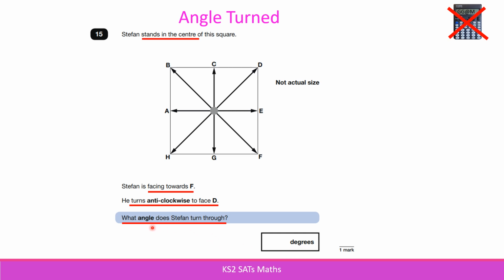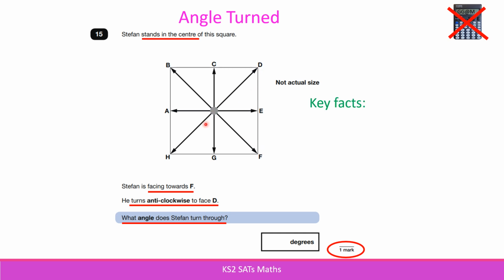So that's the angle. So the angle is measured in degrees. And this will give you 1 mark in the exam. So you've got to work out how far it is from F all the way round to D. If you're stood in the middle, imagine standing at the front, turning through that angle. What is the angle between F and D?